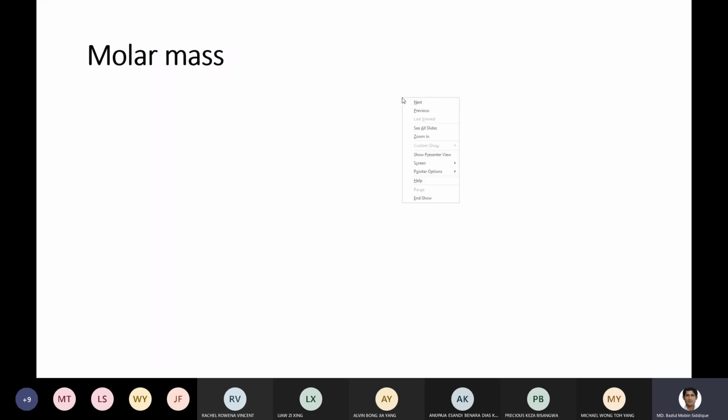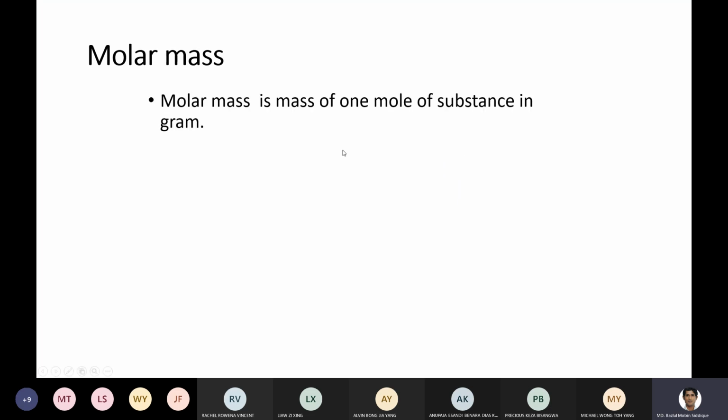And this is the molar mass. So molar mass is the mass of 1 mole of substance in gram, and the unit of molar mass is gram per mole. When we say 1 mole of the substance, it always comes as that 1 mole, then how many gram in 1 mole? So it is molar mass we express in gram per mole.